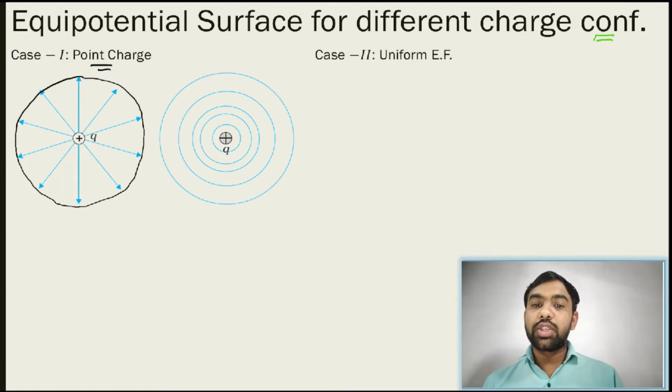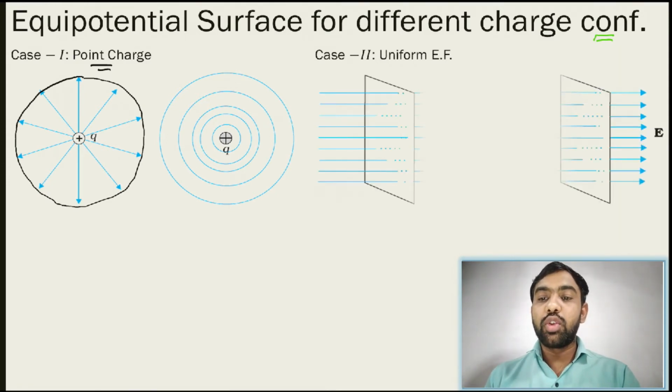Okay, if the electric field is stronger, the equipotential surfaces are nearer to each other. If it is weaker, then the equipotential surfaces are away from each other. If the electric field is stronger, then equipotential surfaces are nearer to each other. If the electric field is weaker, then equipotential surfaces are farther away from each other. Okay, so that is one note. You must note it.